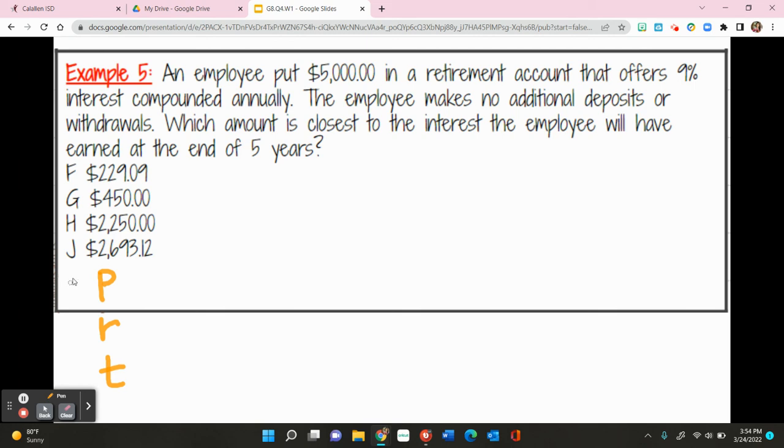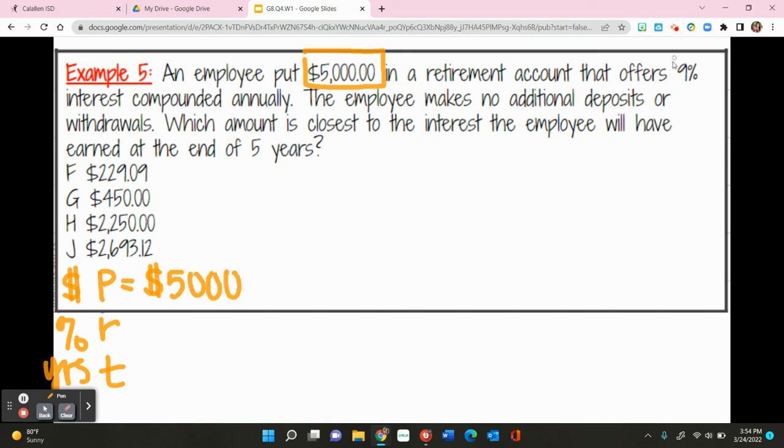So remember, our principal is the amount of money, your rate is the percent, and your time always has to be in years. So like I mentioned before, if they give it to you in months, you have to find it in years, and you would do that by dividing by 12 because that is the amount of months in a year. So going through the problem, let's identify our principal. So that is our money. So our principal is going to be $5,000.